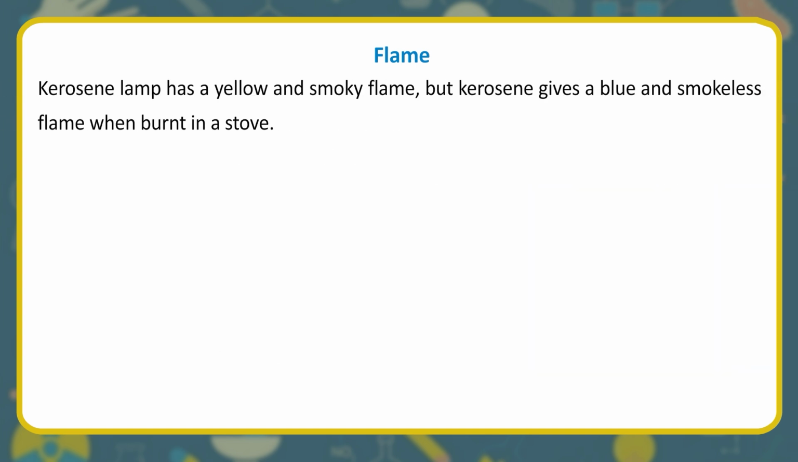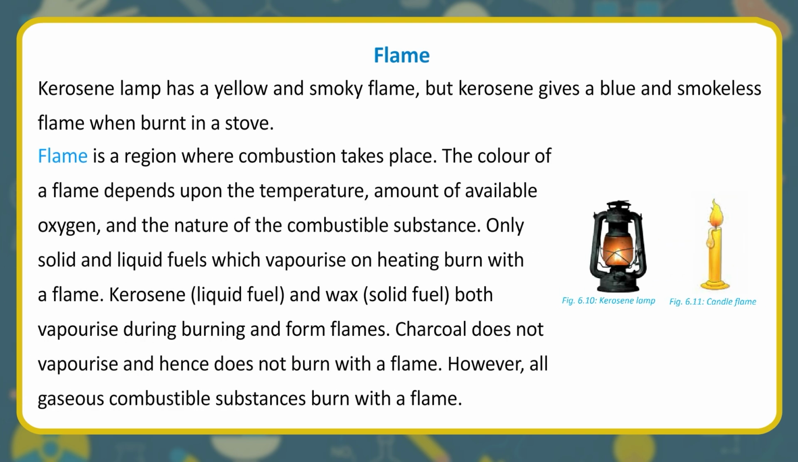Kerosene lamp has a yellow and smoky flame, but kerosene gives a blue and smokeless flame when burnt in a stove. Flame is a region where combustion takes place. The color of a flame depends upon the temperature, amount of available oxygen, and the nature of the combustible substance.